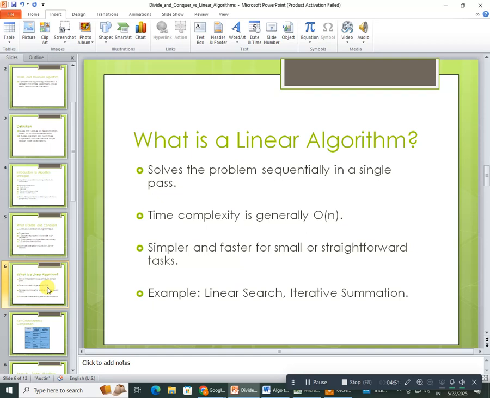Okay, so it is the worst case complexity, where if the number is situated at the end of the array, you will have to compare the number that you are searching with the rest of the numbers in the array, in which a lot of time will be consumed. So this approach is not ideal while solving the larger problems. So it may be simple, it is a simpler and faster approach for small and straightforward tasks, but it will not be suitable when it comes to larger tasks and more complicated tasks. Examples are linear search and iterative summation.